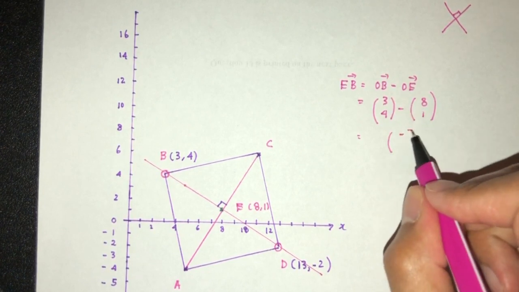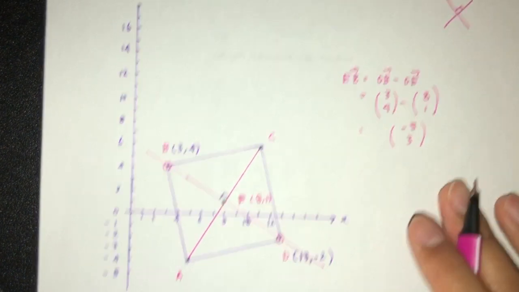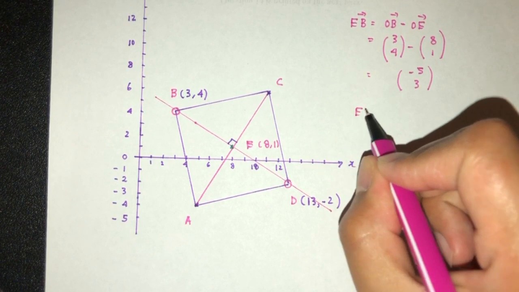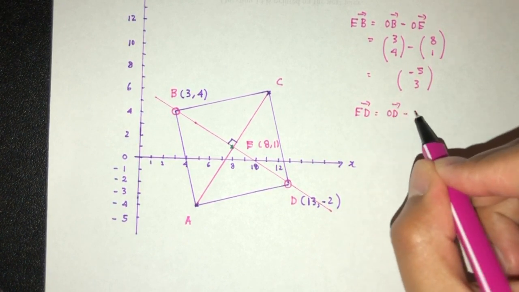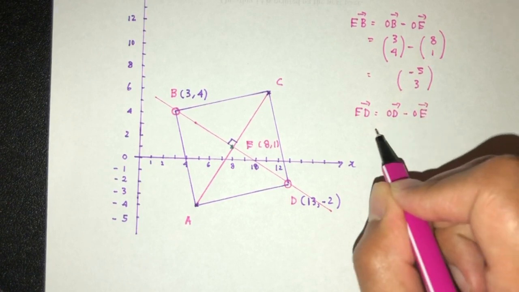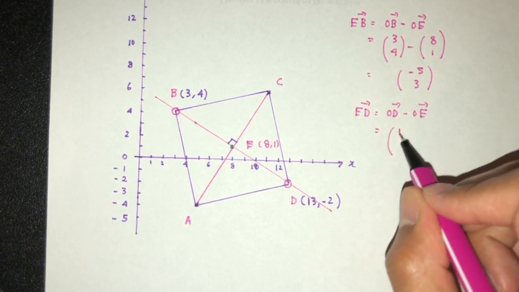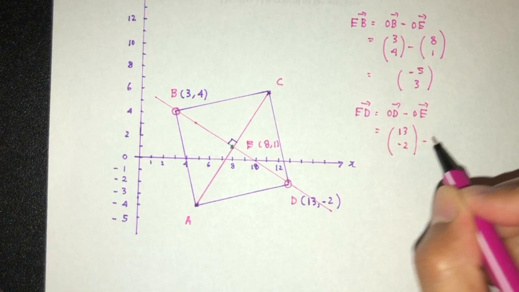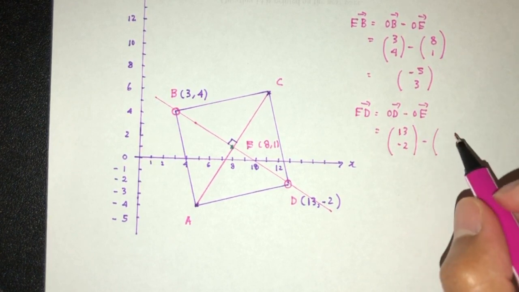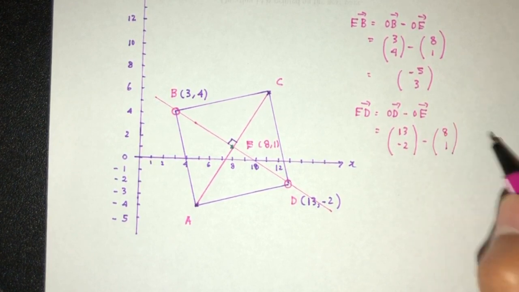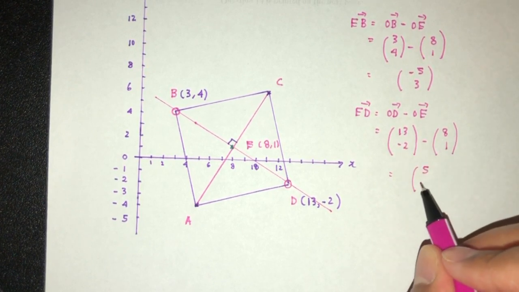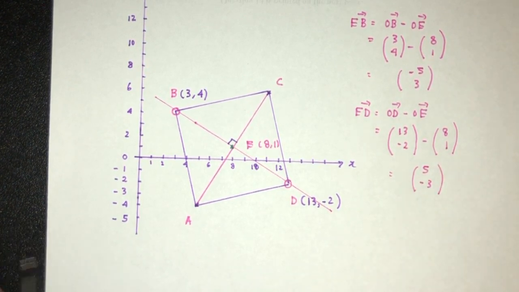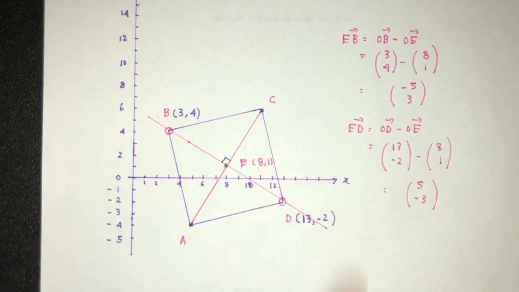That will be minus 5, 3. And ED, that will be OD minus OE. 13 minus 2, and then OE will be the value of 8, 1. That will be 13 minus 8, that should be 5, and then that should be minus 3. So as you can see, we're able to find the values respectively.